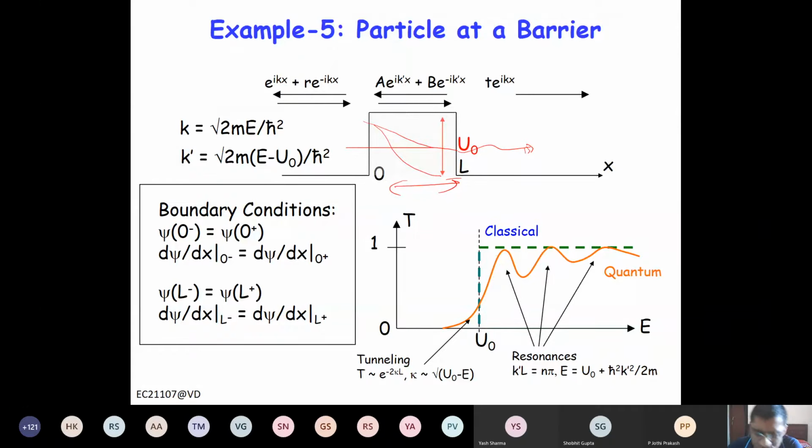Correct? So again, you can do the same thing. Let's say this is region 1, this is region 2, this is region 3. Now in region 1 and region 3, U is 0, so your K will be the same for region 1 and region 3, and that will be root of 2mE by h bar square. For region 2, it will be root of 2m(E minus U naught) by h bar square. Correct? And now you have to apply two boundary conditions at x equal to 0 and two boundary conditions at x equal to L. Okay, do you have any question?